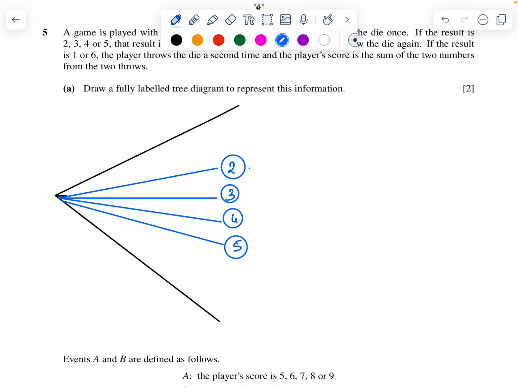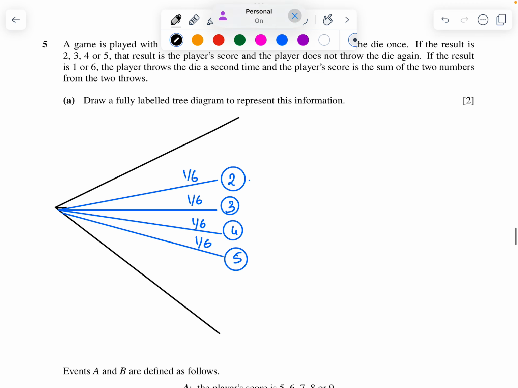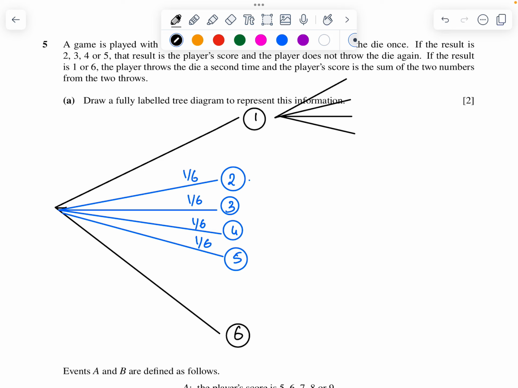So the probability of getting 2 is 1 upon 6, and 3 is also 1 upon 6, 4 is also 1 upon 6, 5 is also 1 upon 6. But if they throw 1 or 6, they throw for the second time. So again 1, 2, 3, 4, 5, and 6. Same is the case for 6. They throw for the second time.